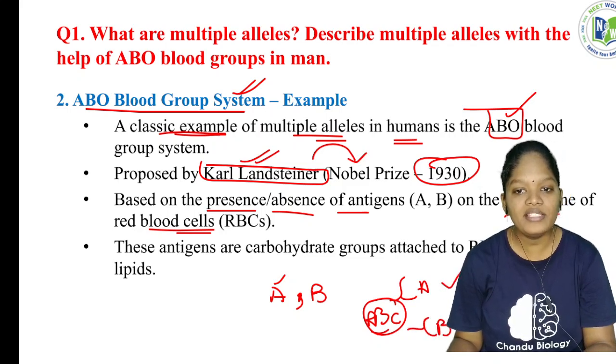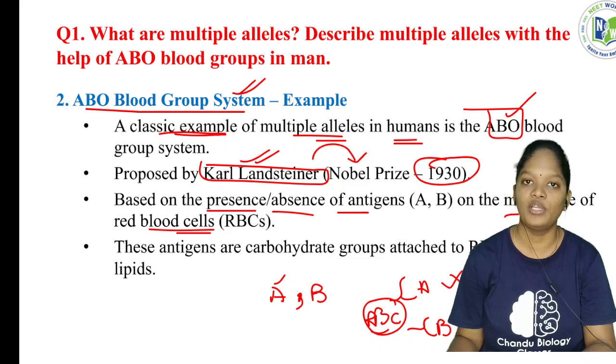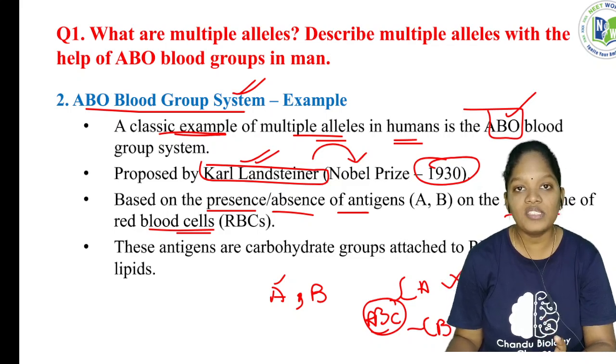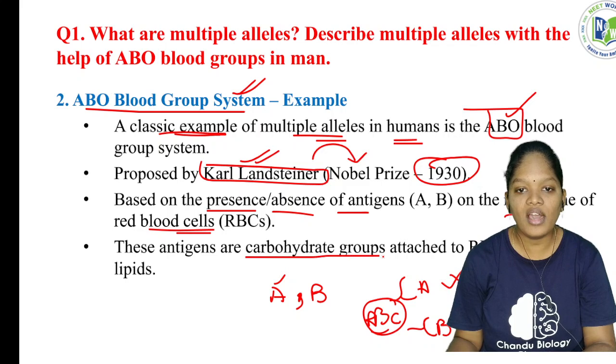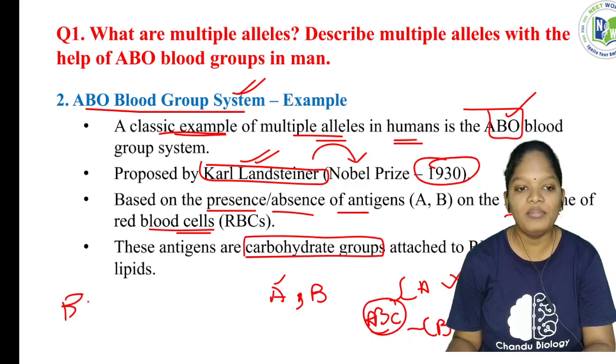If both the antigens are present, we say it is the AB blood group. If no antigen is present on the RBC, we say that particular blood group is the O blood group. So based on the presence or absence of the antigens, we determine the types of blood group. These antigens are carbohydrate groups. Majorly, biomolecules can be categorized into three: carbohydrates, proteins and lipids.